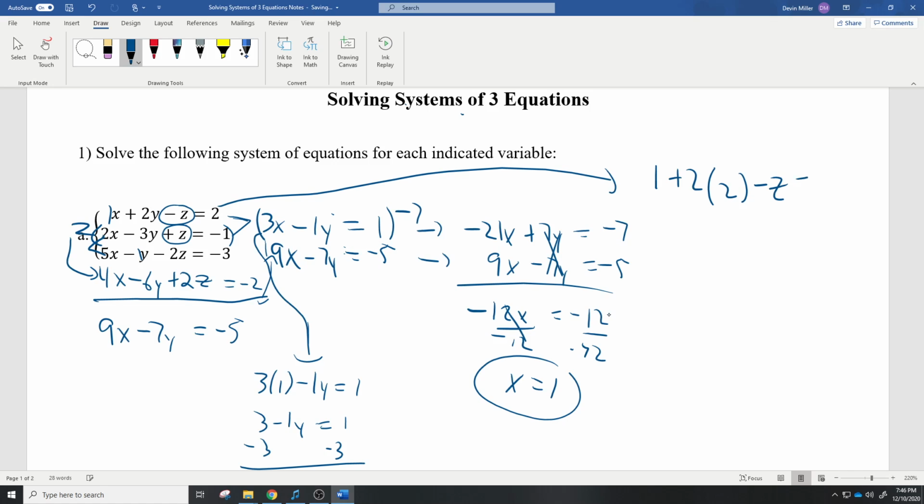Minus z, we don't know, equals 2. 2 times 2 is 4. Add the 1, so you get 5. Put them together. Minus z equals 2.